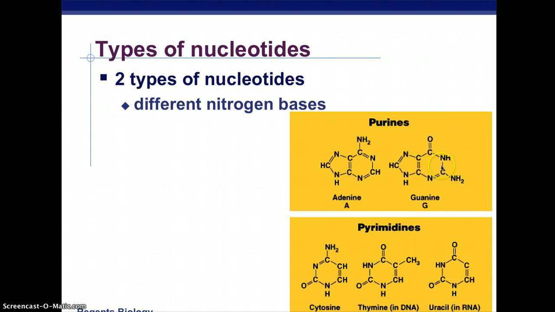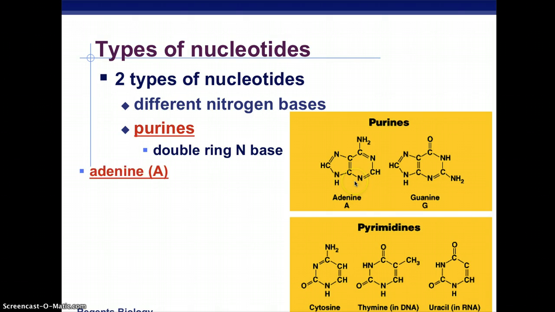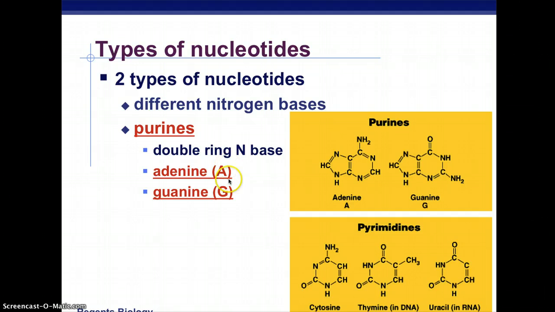And if you look at them, the structure is slightly different. Purines have two nitrogenous rings, and pyrimidines have one. So one way to remember which group is which is the phrase "pure as gold." So purines are adenine and guanine. They are double ring nitrogen bases. And again, the phrase is pure as gold, meaning purines are adenine and guanine, A and G.